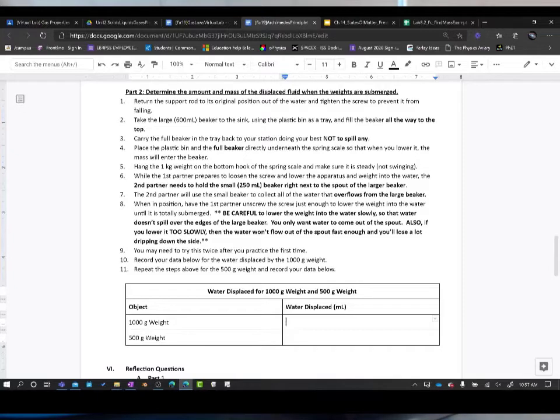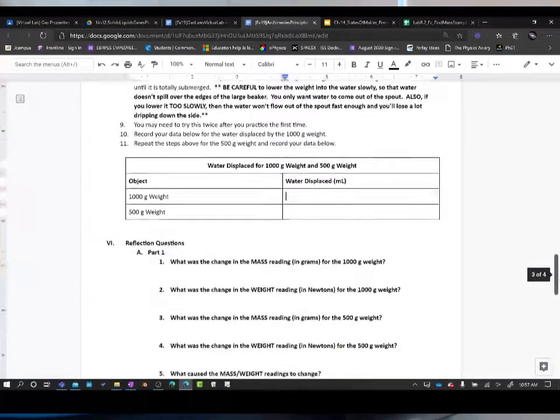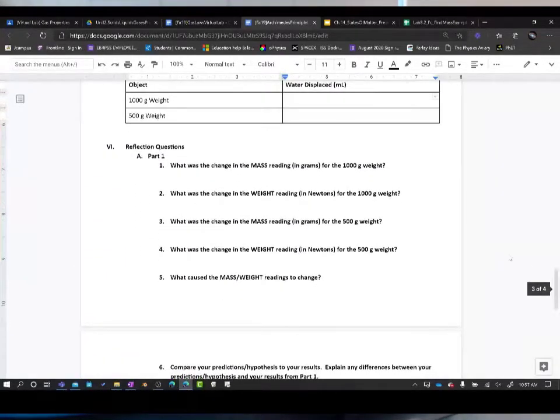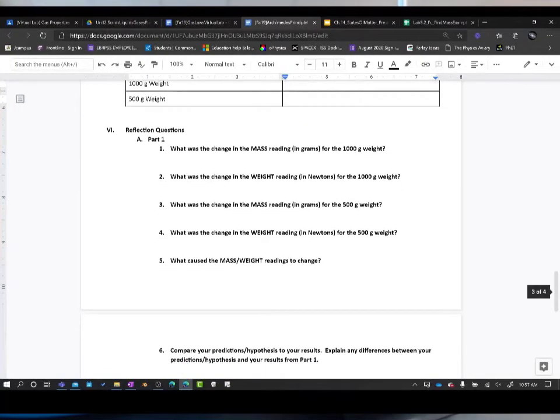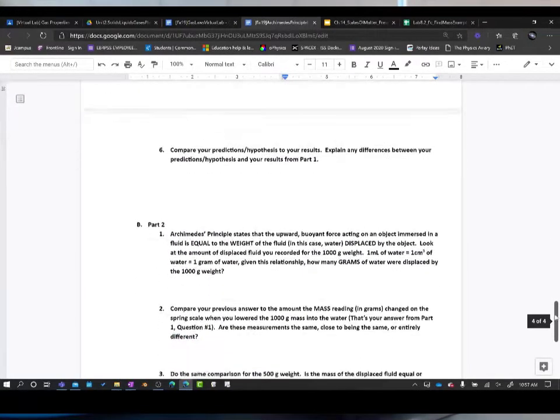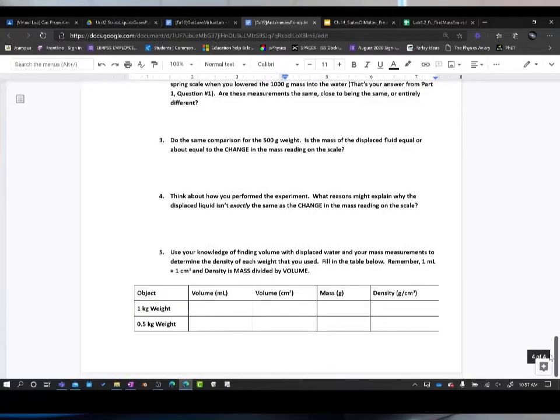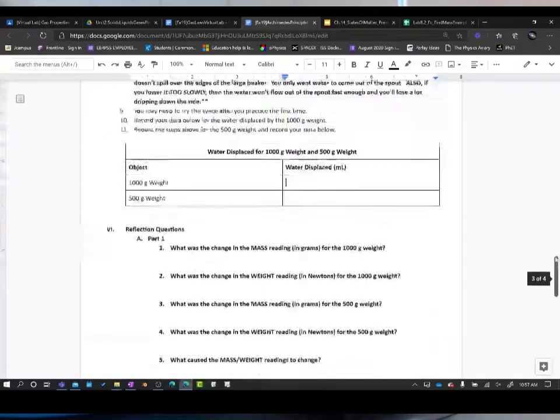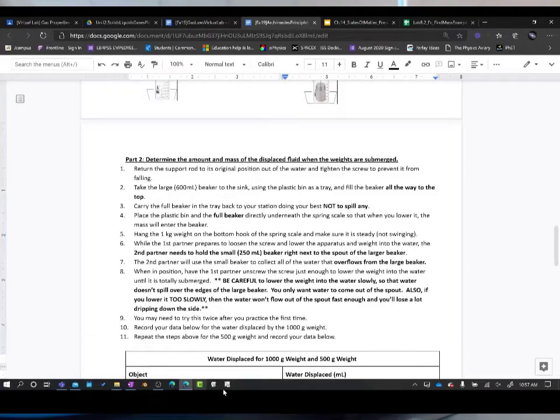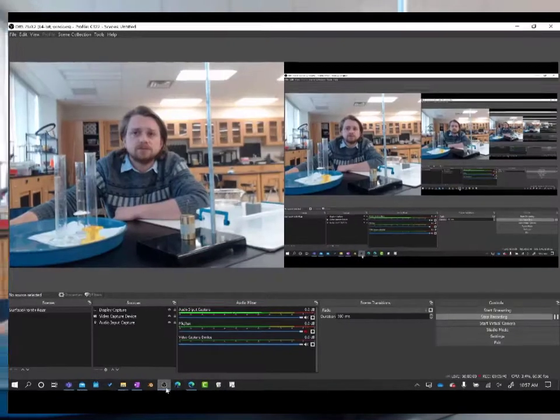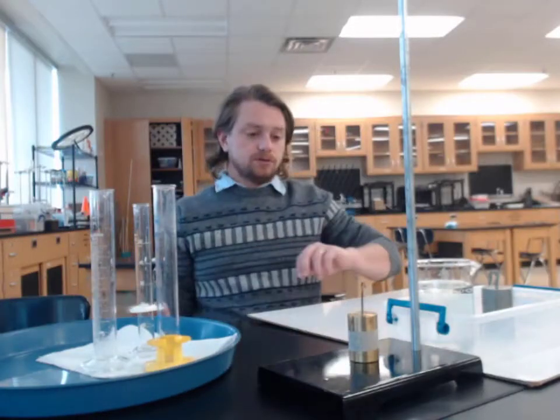So if our 1,000 gram weight displaces or moves 500 milliliters out of our container, then that means we have moved 500 grams of water out of the container, because 1 milliliter is equal to 1 gram of water. And then we have reflection questions to answer at the end. Okay, so we'll go back to our first part now. Switching back to our camera view, I'll show you the overall setup.